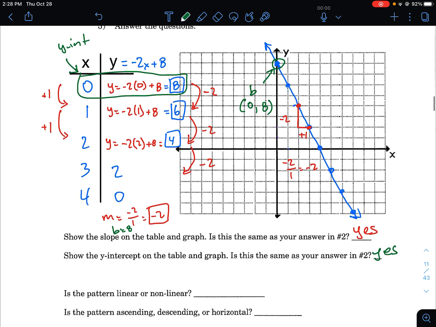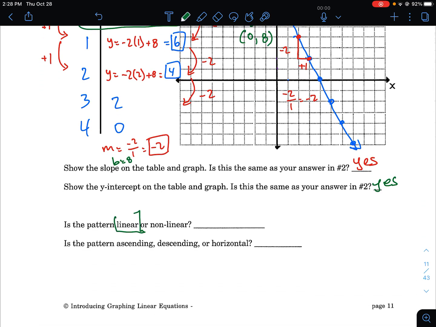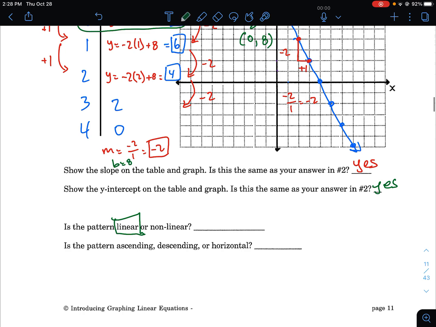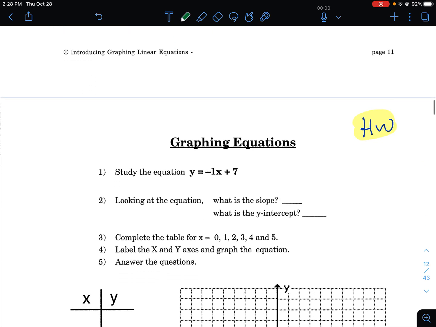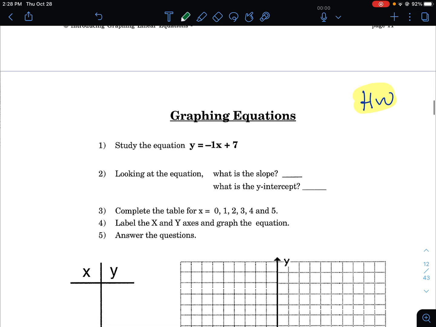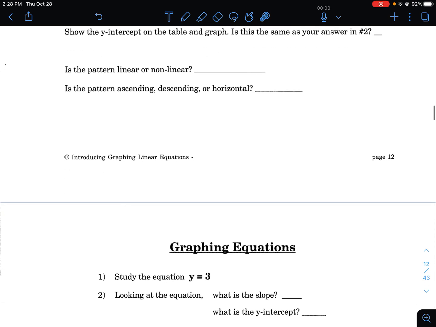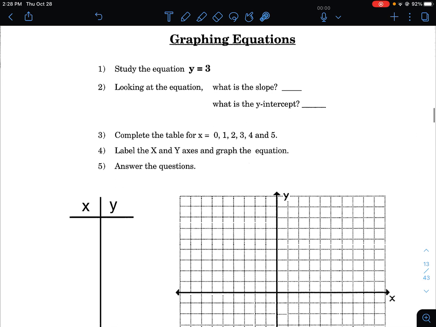Linear or nonlinear? It is linear. Ascending, descending, or horizontal? Let's read from left to right. So, left to right, it is going down, so we are descending. Go ahead and try the next one on your own. We've got y equals negative 1x plus 7. I'm going to jump to the next question, which is a little tricky.